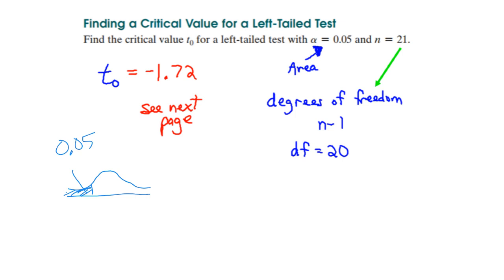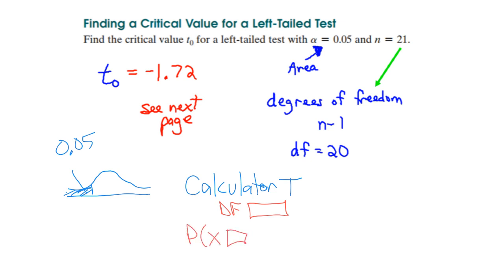Because they're asking for t, I know that I'm going to have to go to calculator T in StatCrunch. The first thing it's going to ask for is degrees of freedom, and then it's going to ask me to fill in the rest here. All right. Degrees of freedom, since my sample size is 21, I want to go one less. So degrees of freedom is 20.